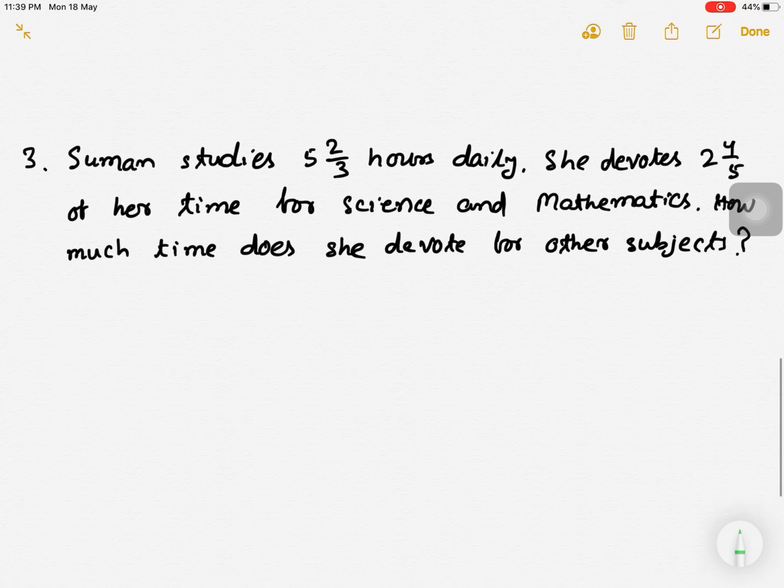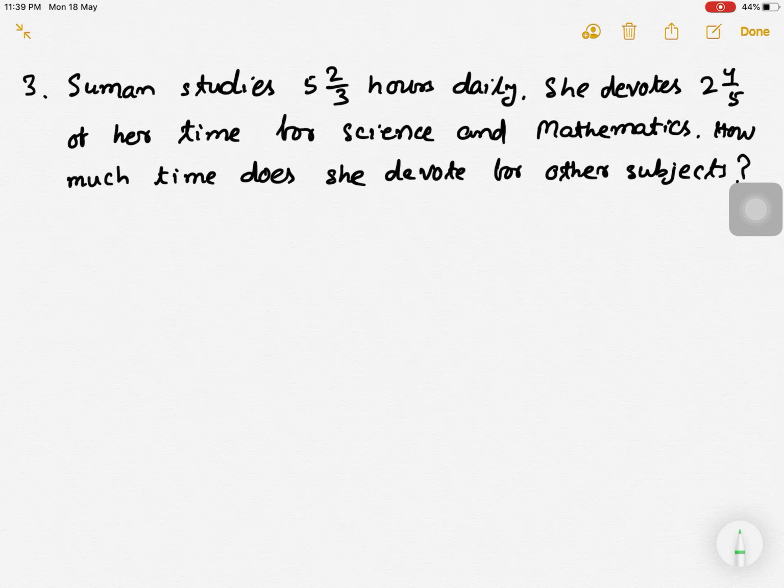Now let's take another example. Suman studies 5 whole 2 by 3 hours daily. She devotes 2 whole 4 by 5 hours for science and mathematics. How much time does she devote for other subjects? Now we are given the time devoted by Suman for study, that is 5 whole 2 by 3 hours, and out of this she devotes 2 whole 4 by 5 hours for science and mathematics, and we have to find out the remaining time for other subjects. That means we have to subtract.